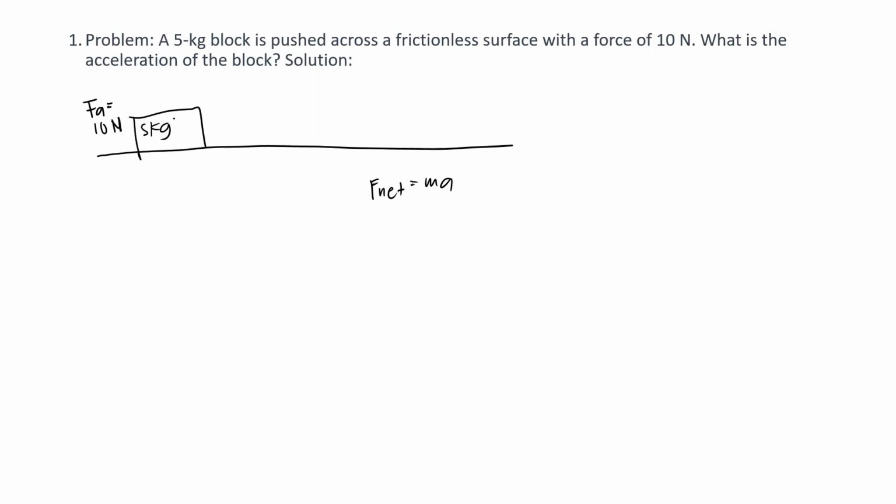Now, the given here are only the mass and Fa. This force, Fa, is the force exerted on the object, and the formula is for net force. So we cannot directly substitute the 10 Newton into the formula, because this is for net force and this is the force exerted. So let us identify the other forces acting on the object, guys. There is also a weight, because the object touches the surface, and there is also a normal force.